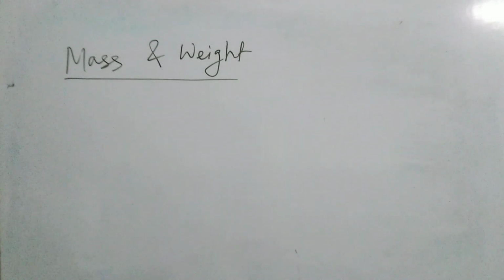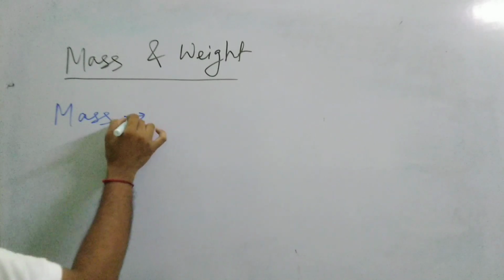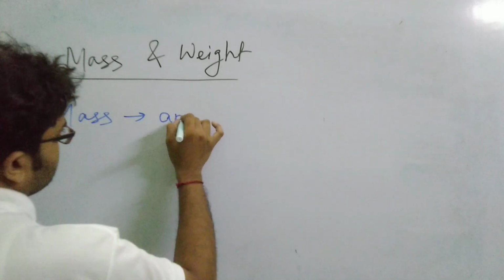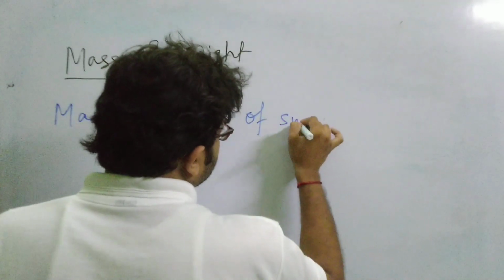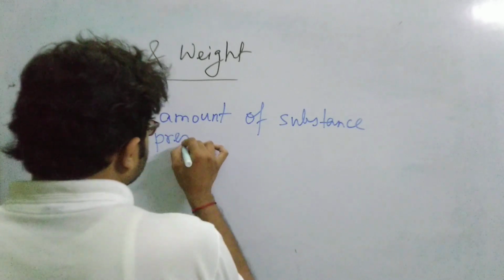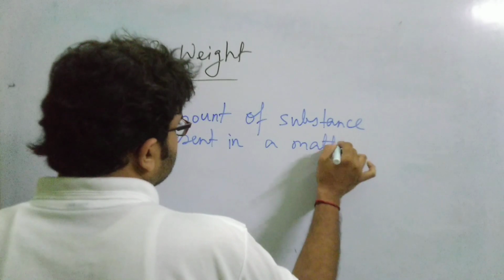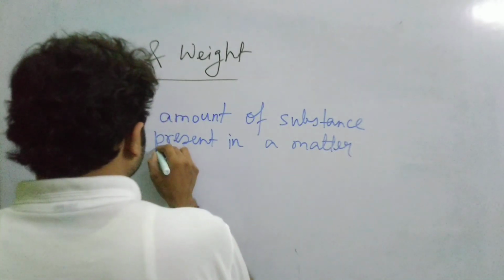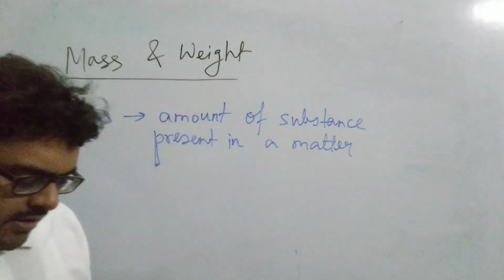Just think, you have the concept of mass. In the lower classes you have read: what is mass? The amount of substance present in any matter. So mass is nothing but the amount of substance present in a matter. That is simply the mass. The more the amount of substance present in a matter, the more is the mass. That is a simple explanation.